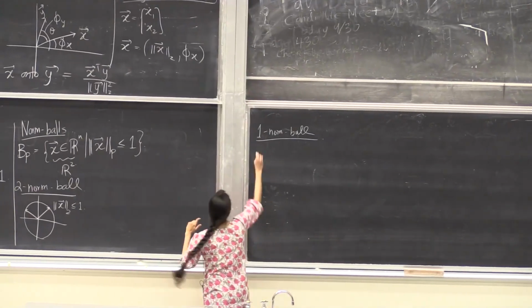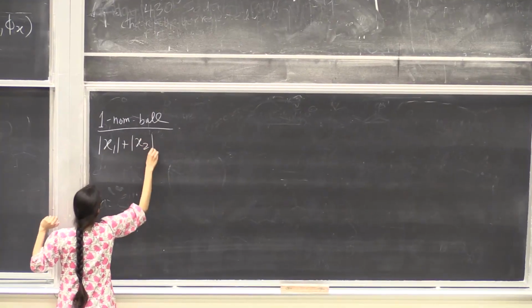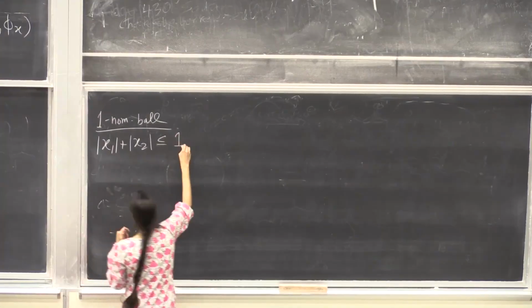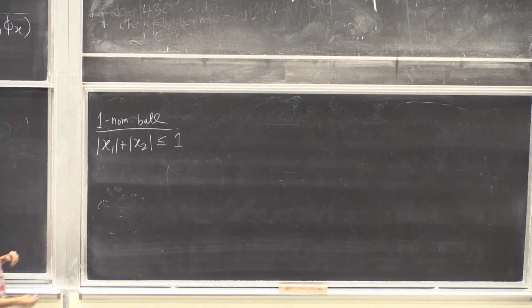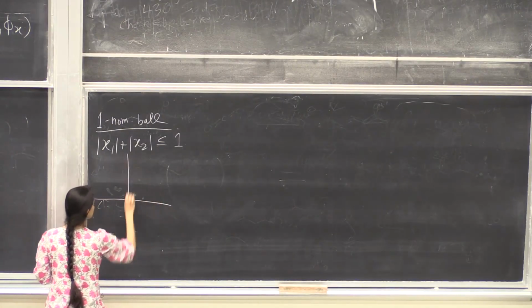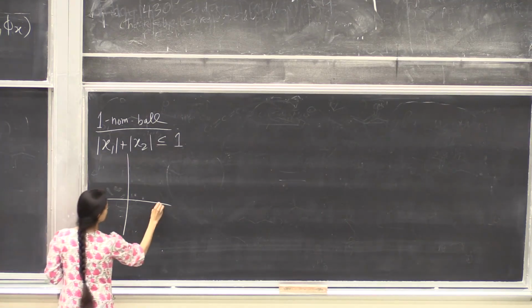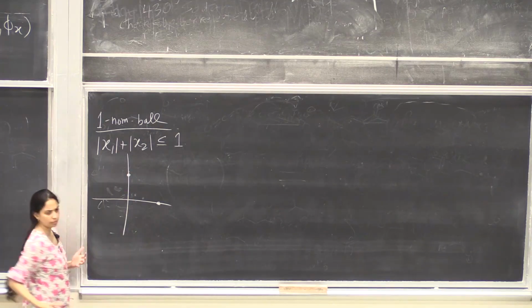Well, in 2 dimensions, what can I write? I can write absolute value of x1 plus absolute value of x2 less than or equal to 1. This is what I want. And if I'm drawing a picture of this, what are some points that I know are definitely going to be allowed? Like (1, 0), (0, 1). So this is definitely there, this is definitely there. Any other points that are definitely there?